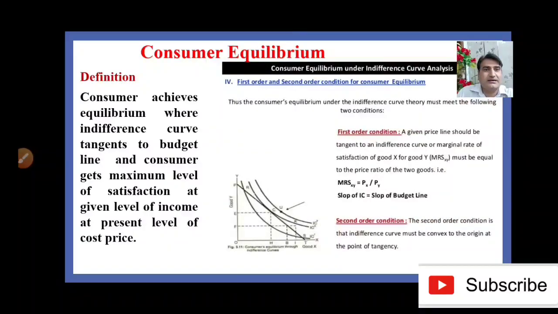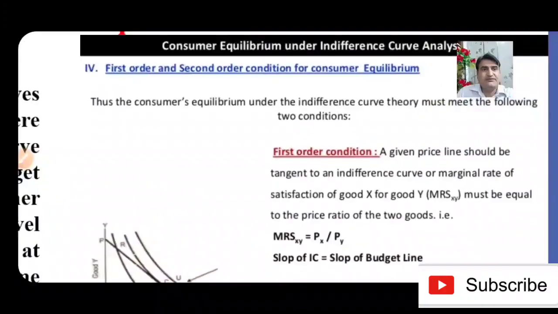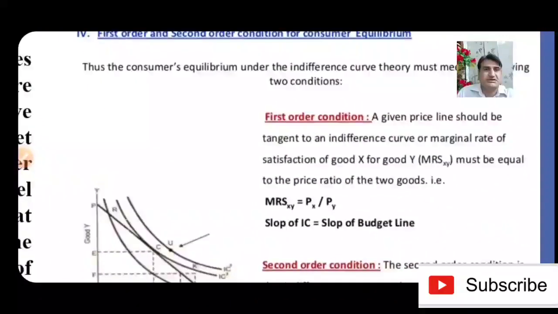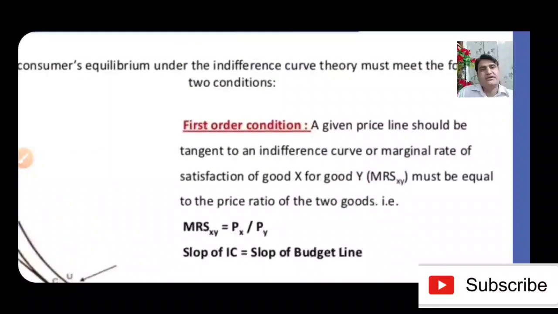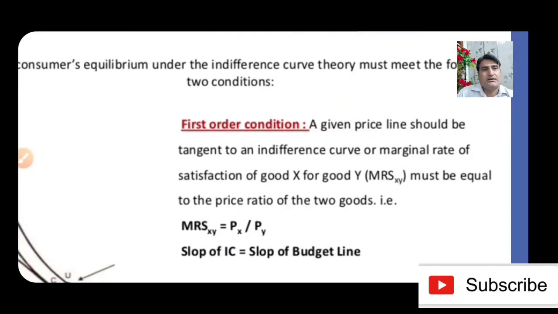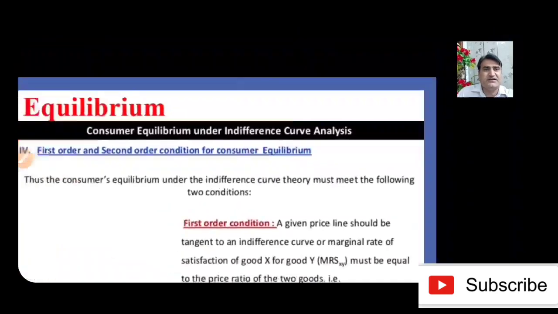You can see here that consumer equilibrium under indifference curve theory must meet the following two conditions. The first condition is that the given price line should be tangent to the indifference curve, or the marginal rate of substitution of X for Y must be equal to the price ratio of the two goods. It means the marginal rate of substitution of X for Y is equal to the ratio of the price of X to the price of Y. So the slope of the indifference curve is equal to the slope of the budget line. This is the first condition.